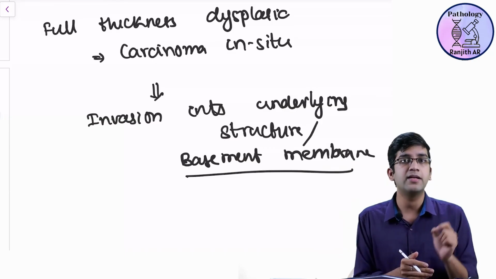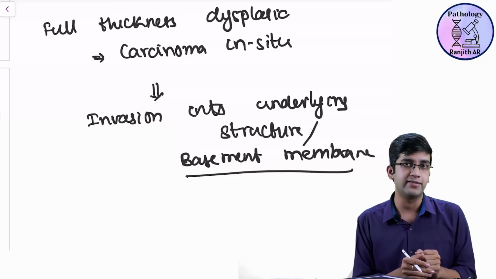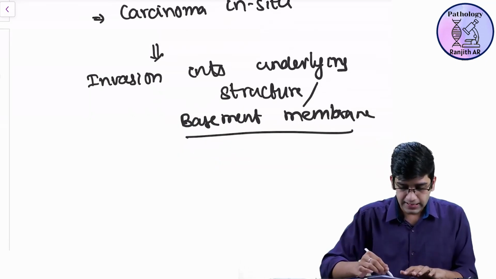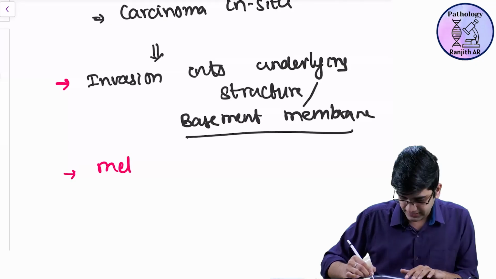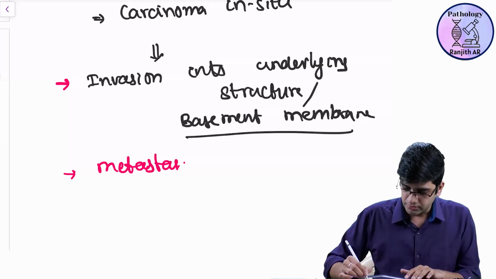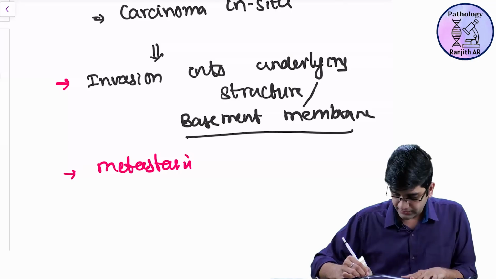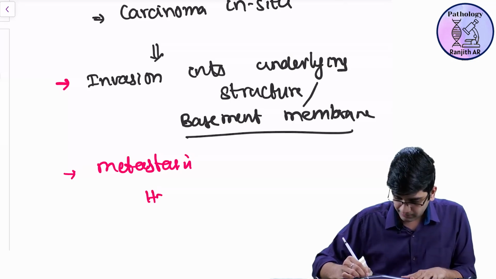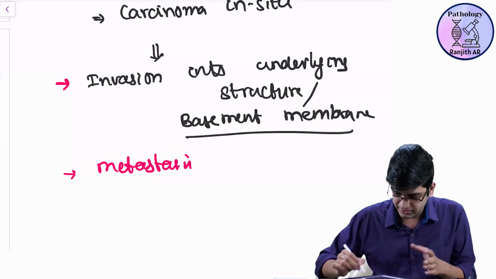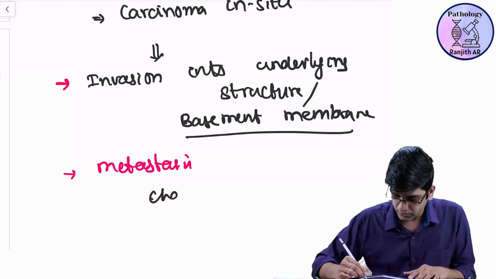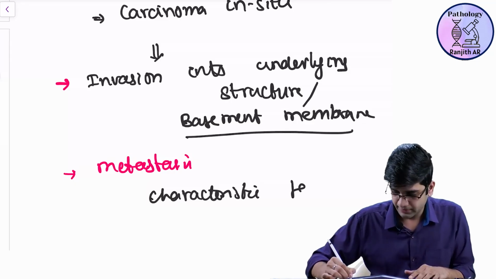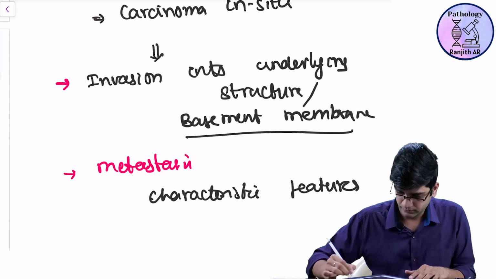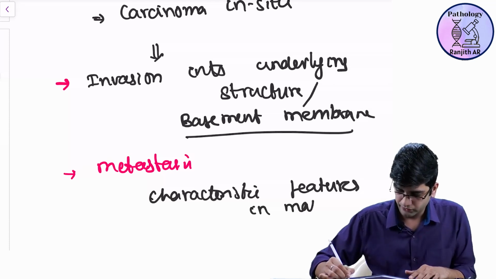Invasion of basement membrane is a characteristic finding in a malignancy. Most important in a malignancy. I'll tell one more thing as well. One is invasion, the other one is metastasis. Both are characteristic features or the hallmark for malignancy. Okay? They are characteristic features in a malignancy. Fine.